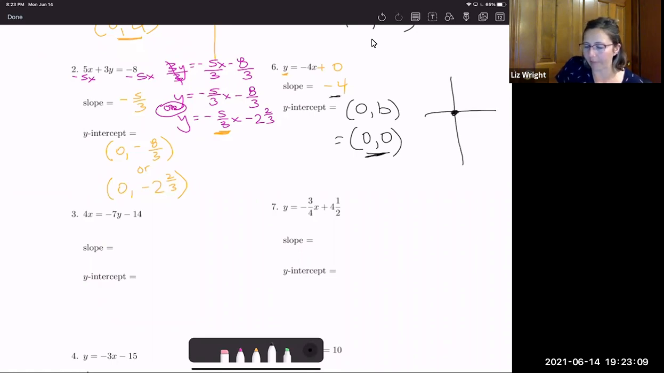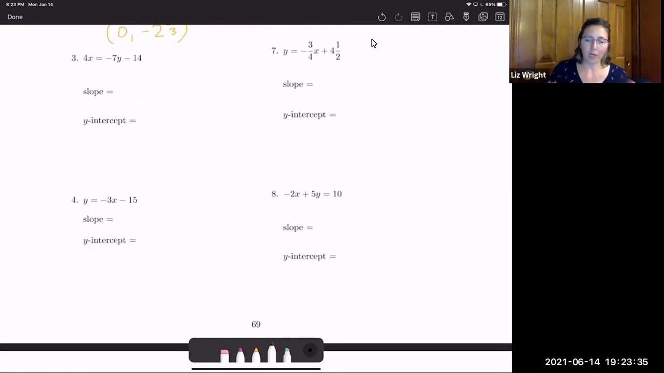Our slope is -4. So this time it's going down 1, 2, 3, 4, right 1. Down 1, 2, 3, 4, right 1. And then you'd graph that line. By the way, you could also go up 4. You could go up 1, 2, 3, 4, left 1. Up 1, 2, 3, 4, left 1. That would work as well.